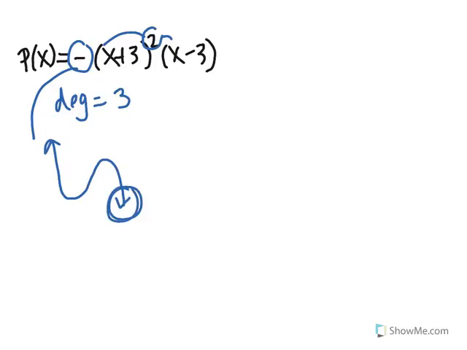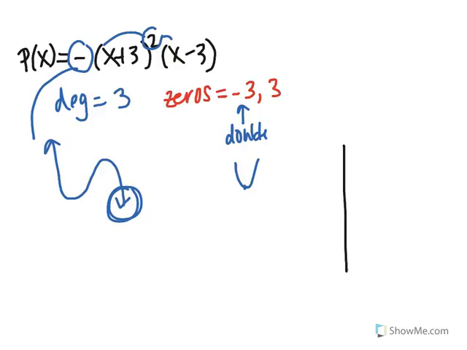And then the zeros are what make each factor equal to 0. So I have one at negative 3 and positive 3, and the one at -3 is a double zero because of that little squared on it. So that means whenever it's double, it's going to bounce off the 0. So now I can go ahead and make my sketch.